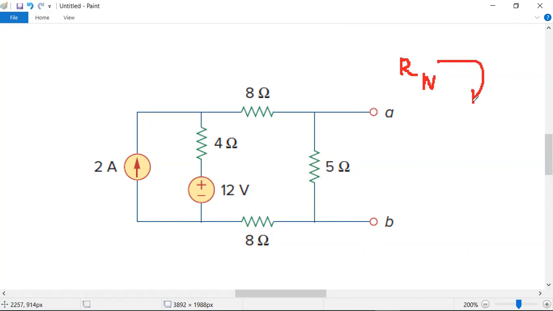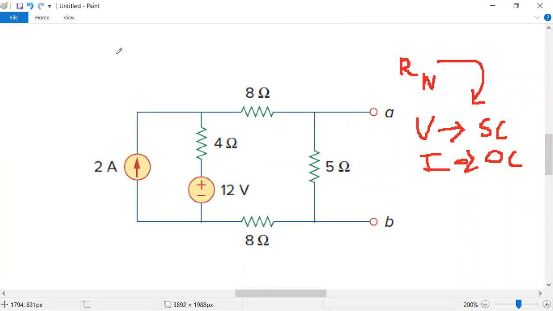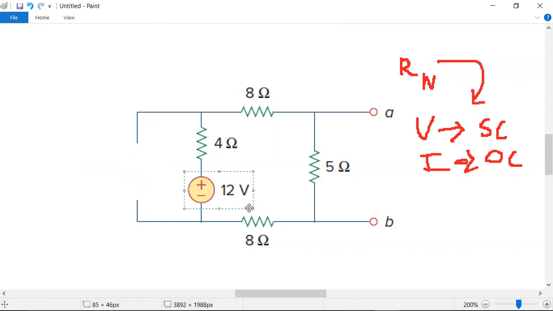For finding Rn, I need to follow two important rules. All my voltage sources are replaced with a short circuit, and all my current sources are replaced with an open circuit, OC. Here, where is the current source, where is the voltage source? Here, this is the current source, so let me remove it, because a current source becomes an open circuit. Next, this voltage source becomes a short circuit. I am making a short circuit connection.